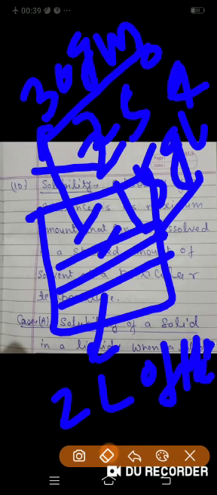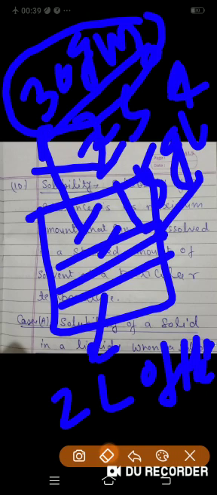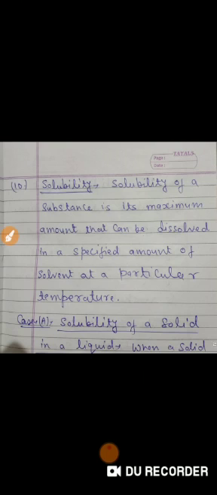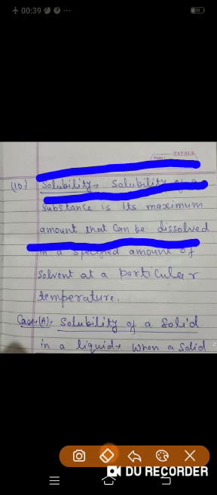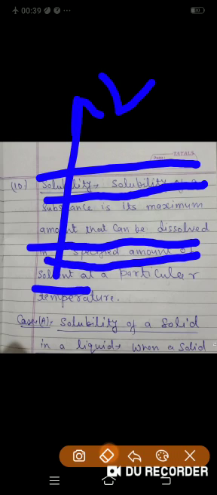It means above 30 gram, even a small amount of solute can't be dissolved. This is the meaning of solubility. So I am going to read it for you one more time. Solubility of a substance is its maximum amount that can be dissolved, 30 gram in our example, in a specified amount of solvent. Since we took water, it was fixed, so we call it a specified amount of solvent at a particular temperature. Okay students, so this is your definition of solubility.